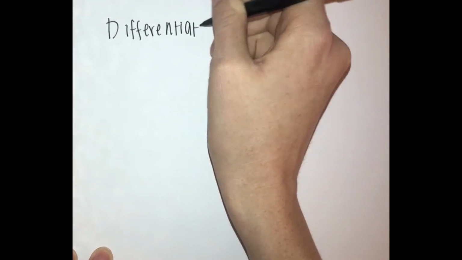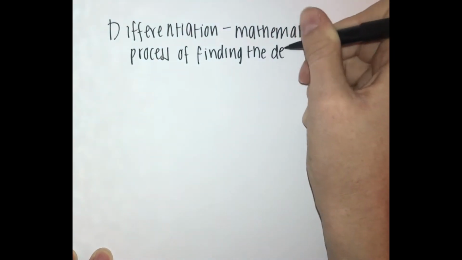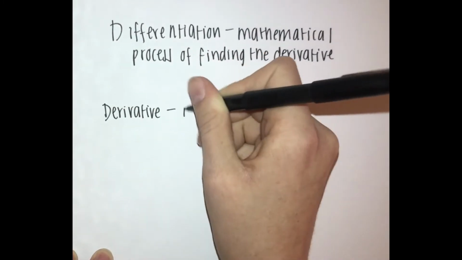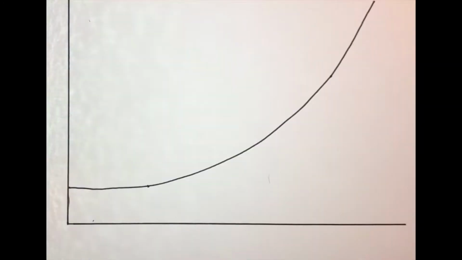Now, what's differentiation? It's the mathematical process of finding the derivative. And the derivative is the rate of change of a function in respect to a specific variable. Now, let's clear this up with some graphs. Let's look at a basic curve.